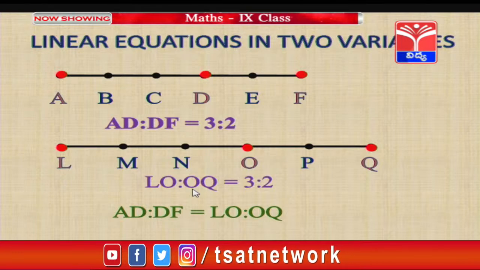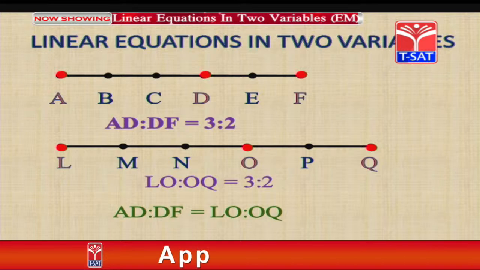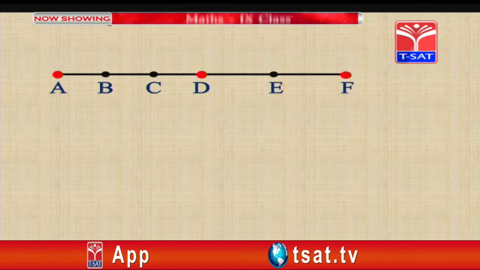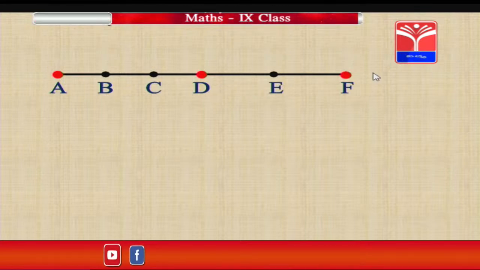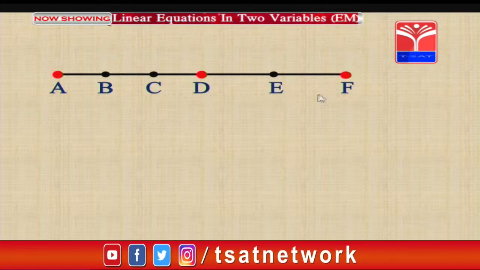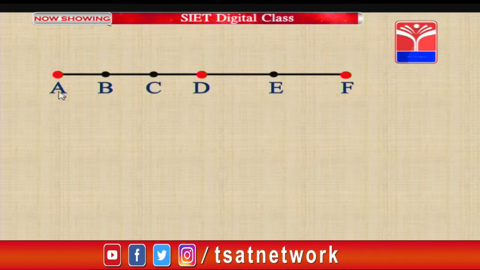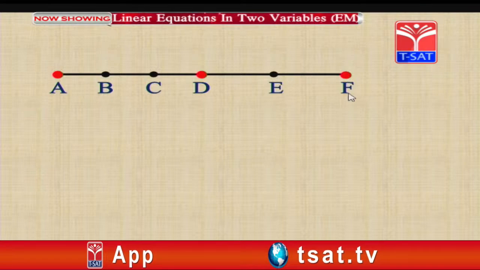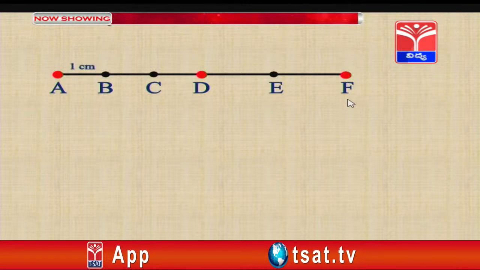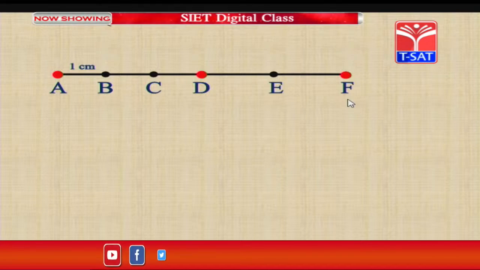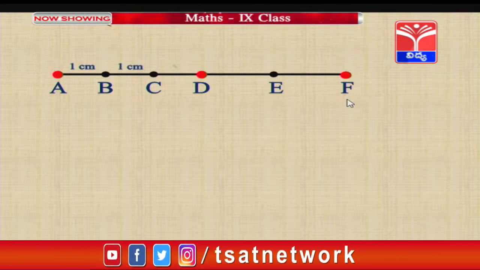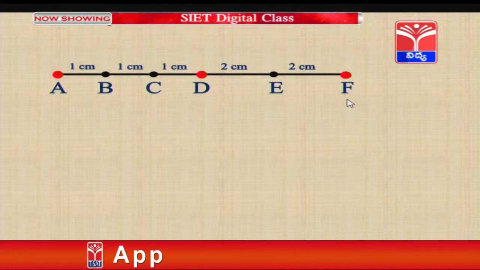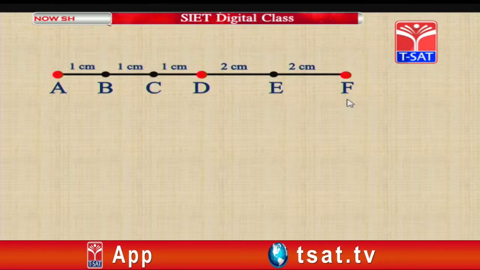Here we have observed that all the parts are equal in length. Suppose in the first line, the distance between DE and EF is comparatively more than AB, BC and CD. That means, are they equally divided? No. Let me say the length between A and B is 1 centimeter, B and C is 1 centimeter, C and D 1 centimeter, D and E 2 centimeters, E and F 2 centimeters. That means here the measure of each part is not equal.